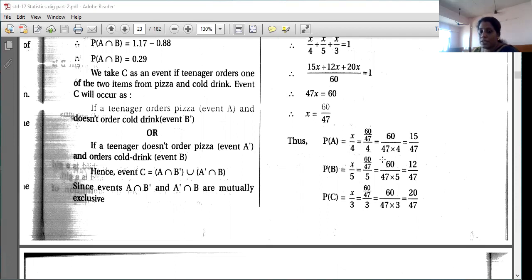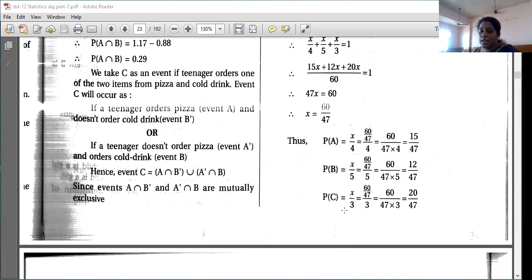So 60 upon 47 and this 4 will multiply in the denominator, right? So that is 15 upon 47. Same way you have to do P of B, that is X by 5. 60 upon 47 upon 5, that is 60 upon 47 into 5, that is 12 by 47.